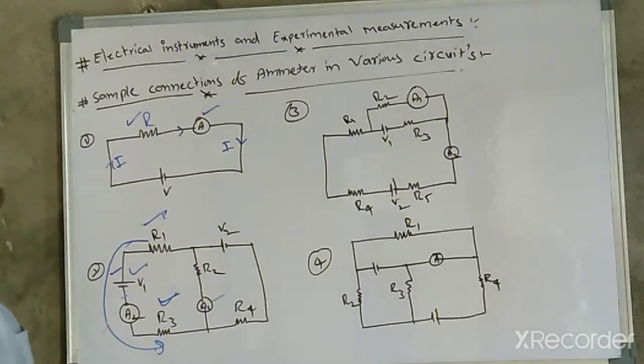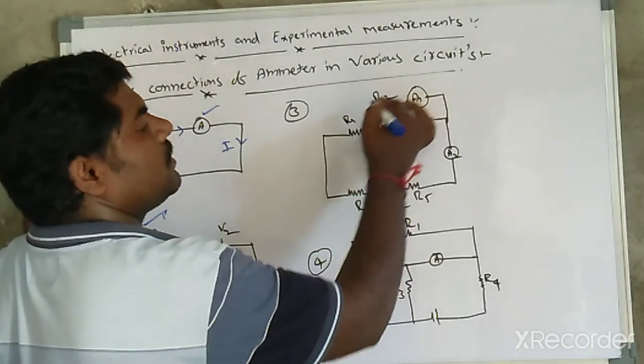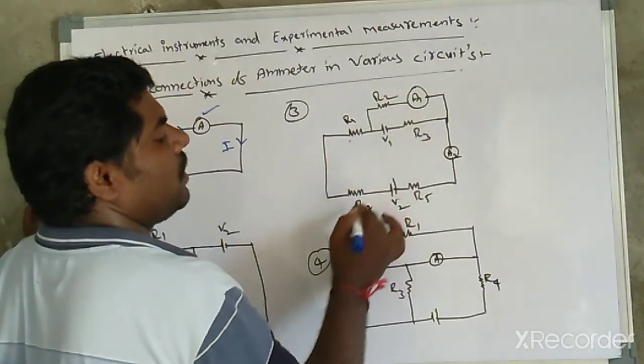In the third case, there are R1, R2, R3, R4, R5.